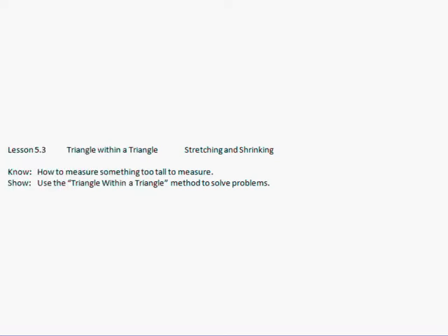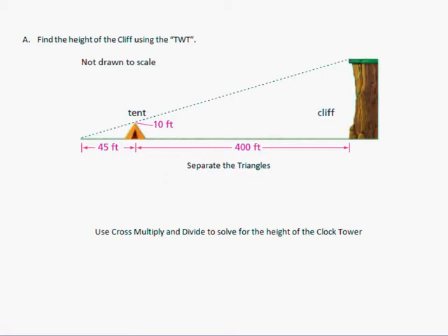Okay, this is lesson 5.3 of stretching and shrinking, the last lesson of stretching and shrinking, and also a third method of how to measure things that are too tall to measure. This method is called triangle within a triangle. Exactly like it sounds, there's triangles inside triangles. So we're going to use the triangle within a triangle method to solve problems. Let's jump right in and look at how it works.